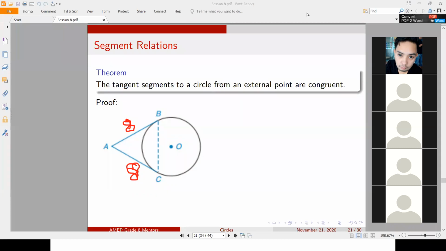So any question? So we have the 8 theorems, 4 about angle and 4 about segments. Question? Wala po, sir. Clear na po tayo. So I'll be sending you your worksheets.